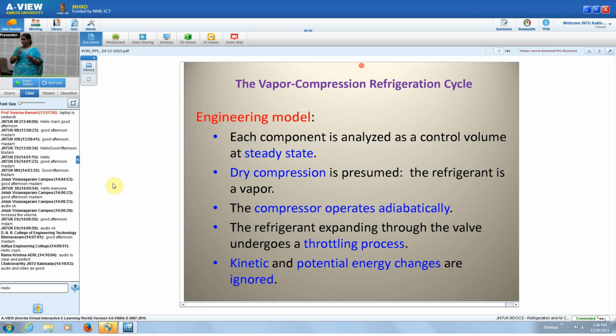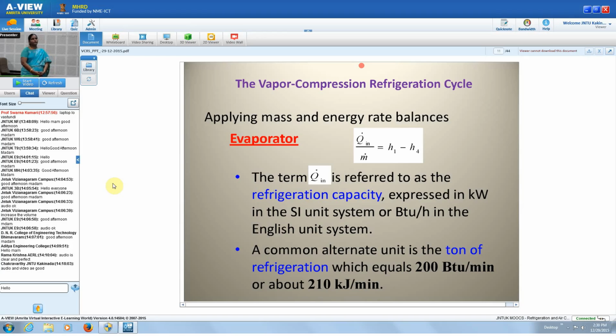If nothing is mentioned in the problem, you can always assume dry compression at the suction of the compressor. So the vapor refrigerant is dry and saturated, and the compressor operates with isentropic compression, and we assume a throttling process during the expansion. For the analysis of this, we can find out the COP of the vapor compression refrigeration cycle.